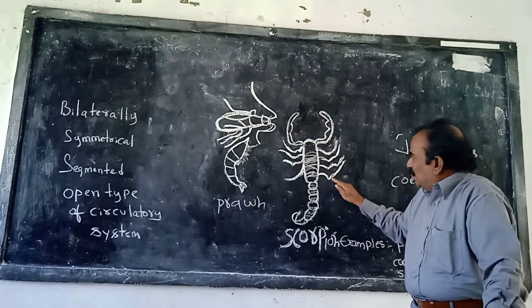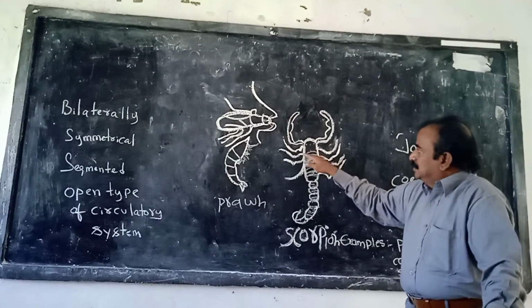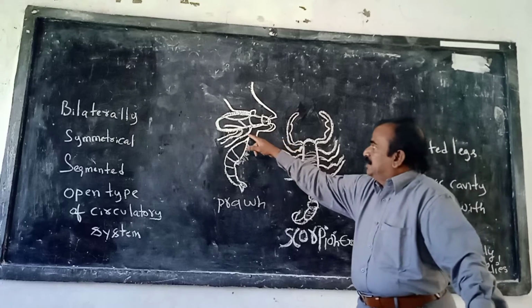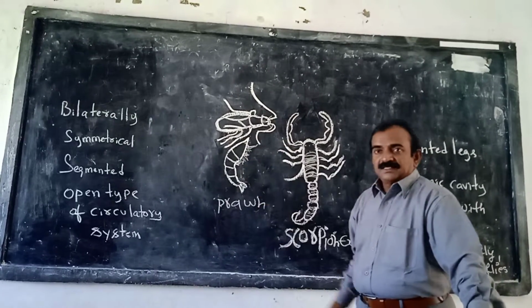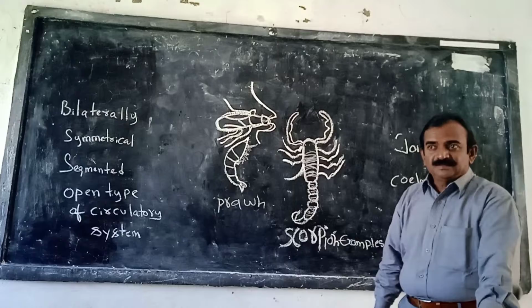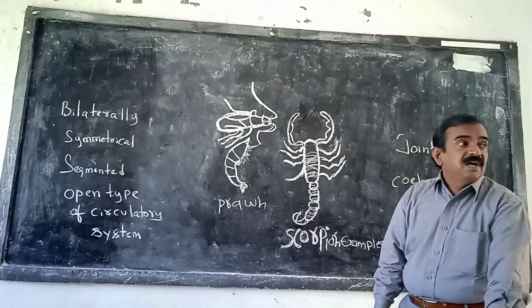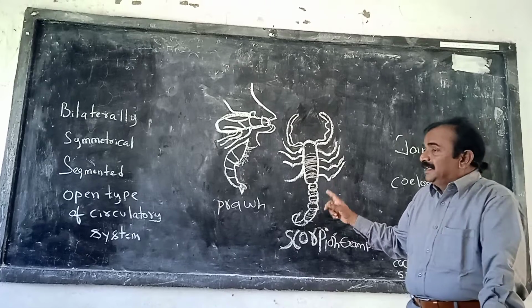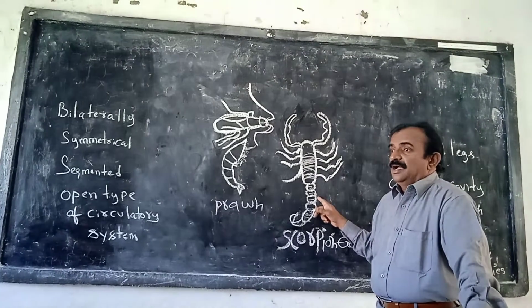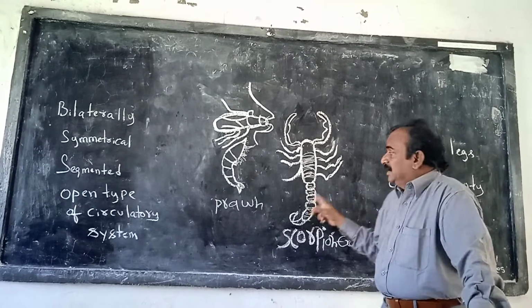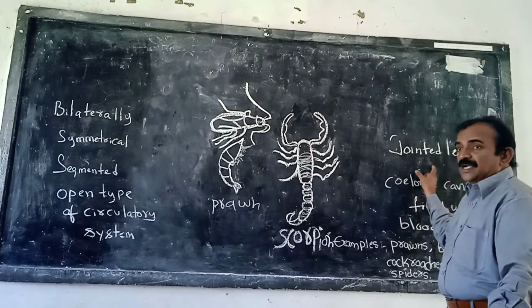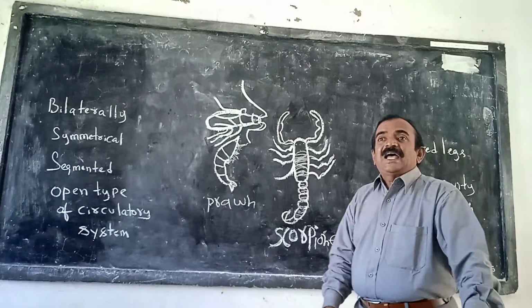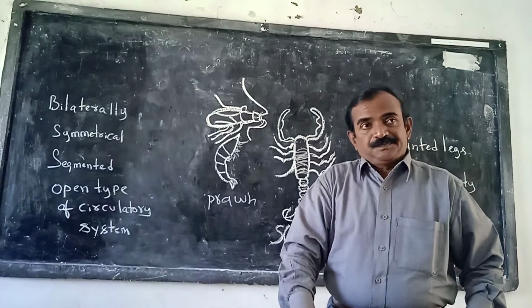Because they have legs. Here you see legs: 1, 2, 3, 4. The legs are jointed. So that is the reason they are called Arthropoda. Arthropoda means they have jointed legs. Arthropods have jointed legs.